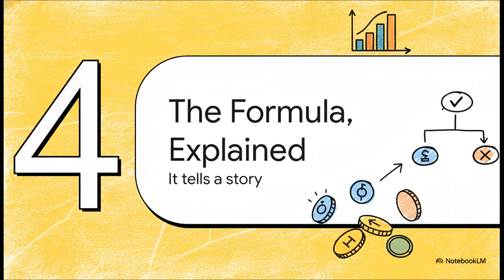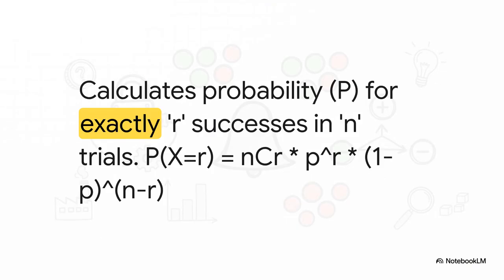All right, now for the formula itself. And I know, formulas can look a little intimidating, but stick with me because this one actually tells a pretty simple logical story in 3 parts. Okay, here it is. P of x equals r just means the probability of getting exactly r successes. Now let's pull apart what each piece of this puzzle is doing.